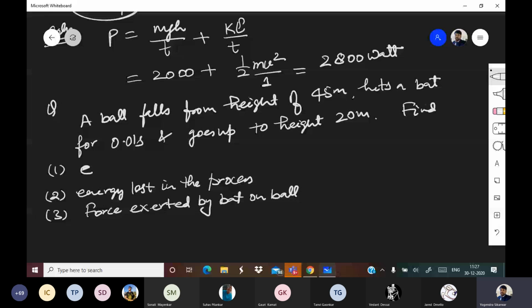Because in that case it would have been an elastic collision, and in an elastic collision there is no loss of kinetic energy. So if there is no loss of kinetic energy, the object will go to the same height back again. Okay.